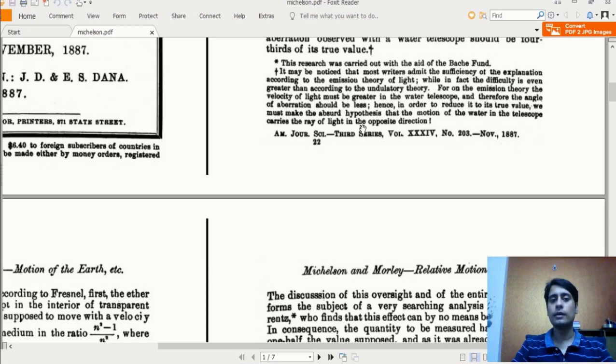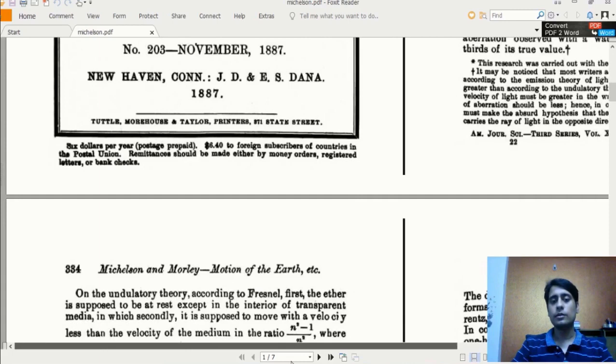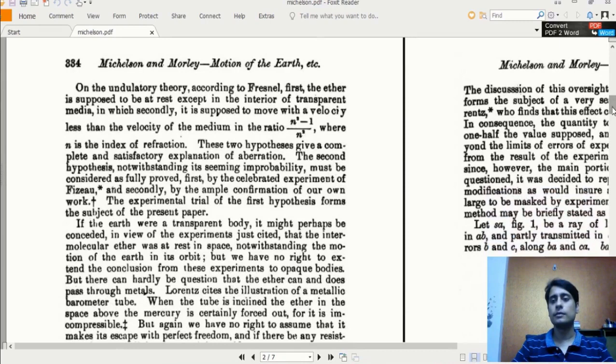So if you analyze this experiment deeply, you can read about it in some books. Hence, in order to reduce it to its true value, we must make the absurd hypothesis that the motion of water in the telescope carries the ray of light in the opposite direction. So to reduce it to its true value, the water must be moving in the opposite direction. In this way the theory was going, and there was a need to prove that actually the ether exists, that is, light is flowing in an absolute medium.